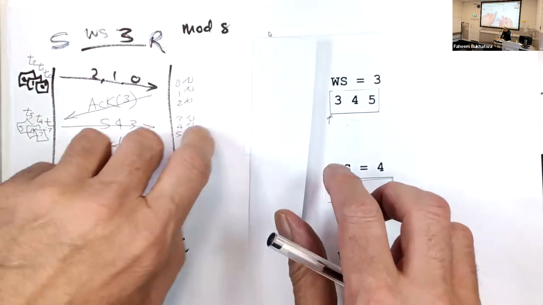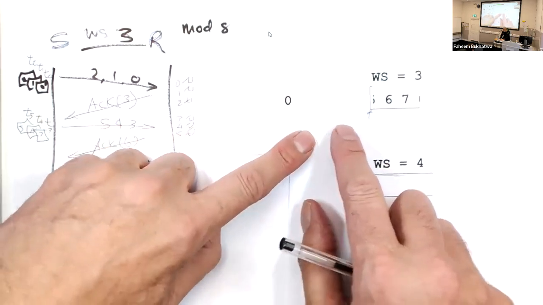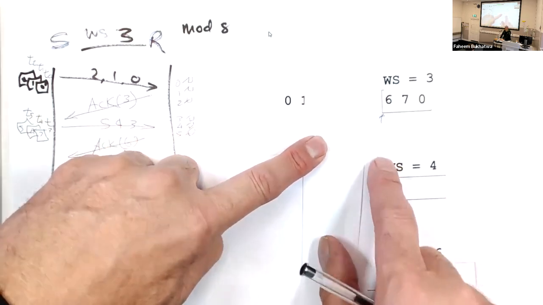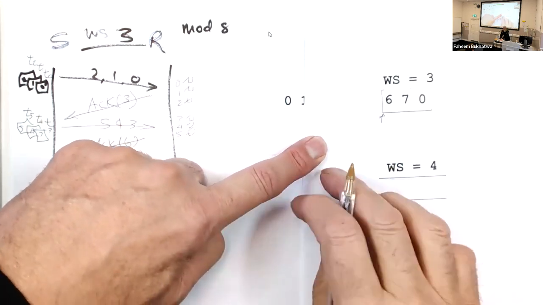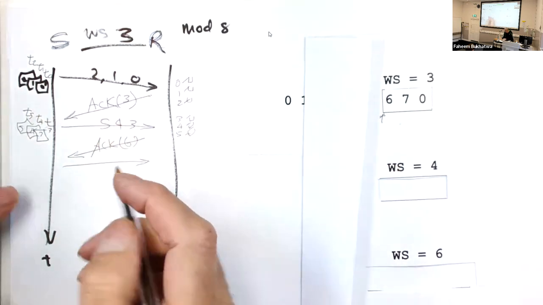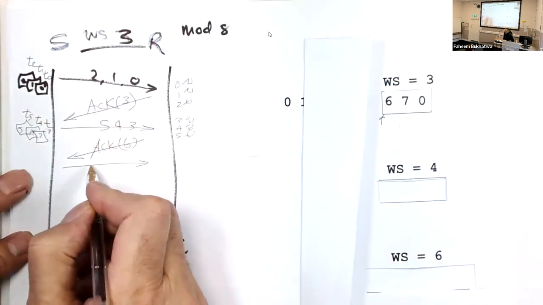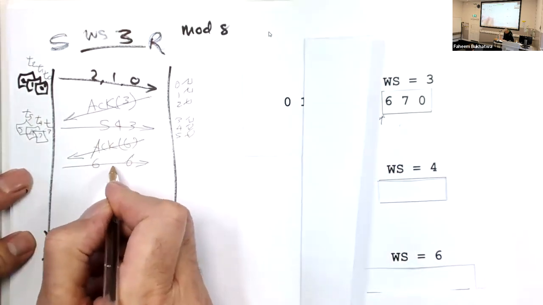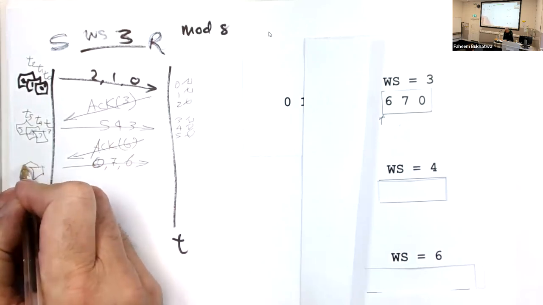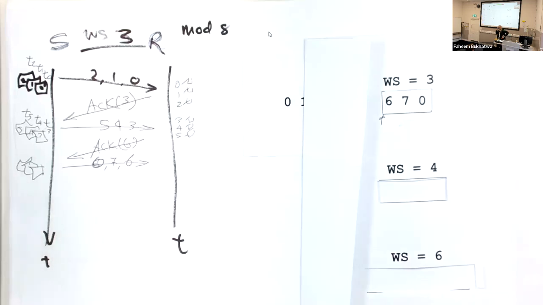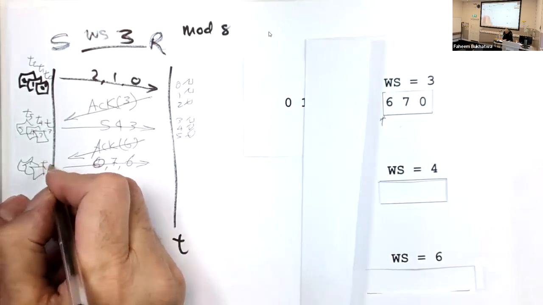What frame numbers? First, it will move the window forward to number 6. And see, the window now says you can send 6, 7, and 0. But you already know that, so you don't have to really look at the window. So we'll send 6, 7, and 0, and we keep copies of 6, 7, and 0, and start the timers.